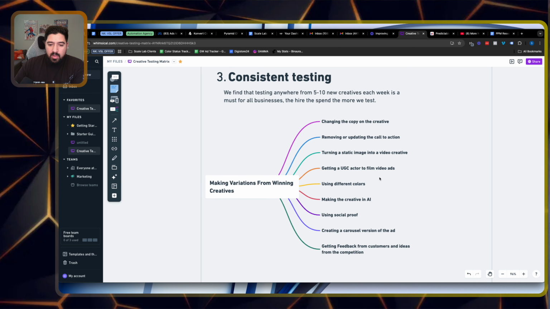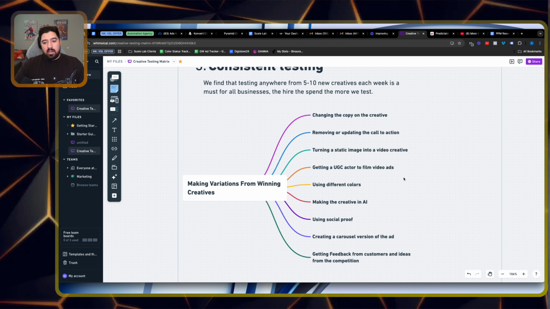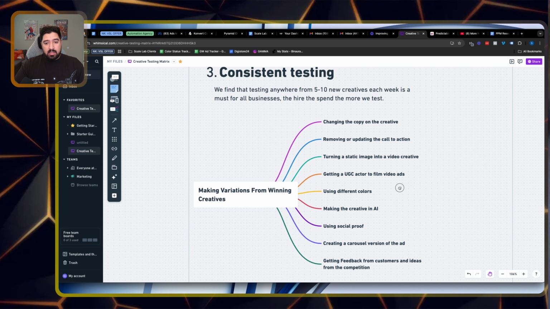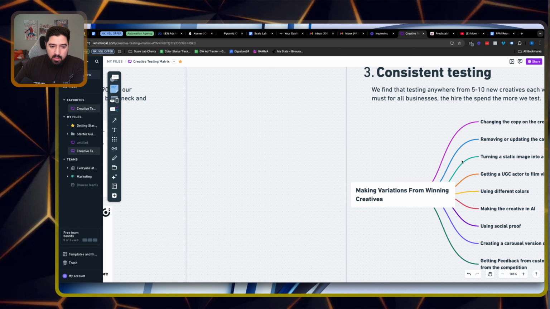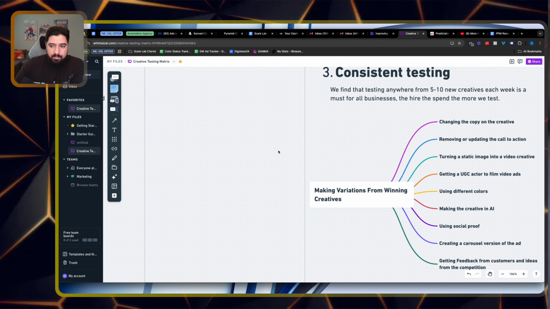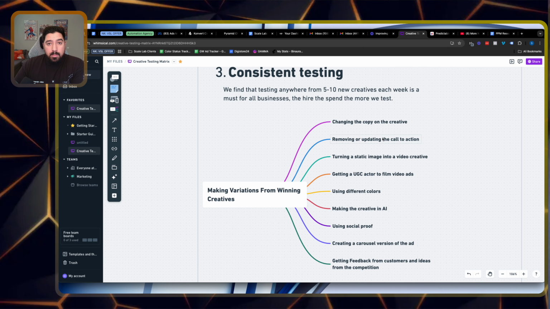So there's a few different ways that you can iterate, and then I'll go into the Ads Manager and show you how I actually like to test some of these things. But first thing, changing copy on the creative. Pretty self-explanatory, pretty simple. Just change something small here. Remove or update the call to action.